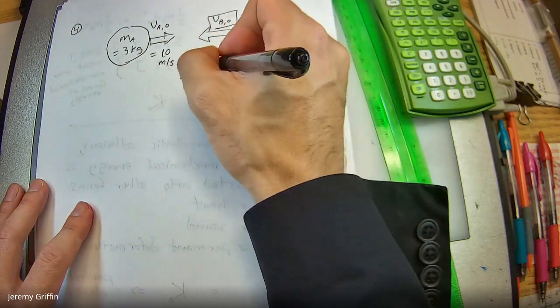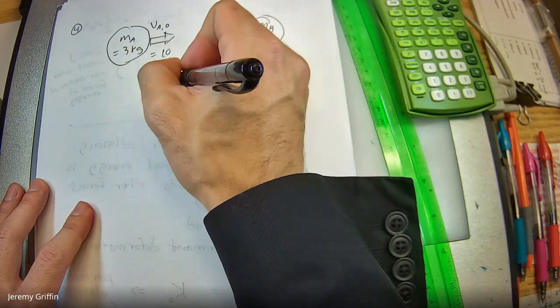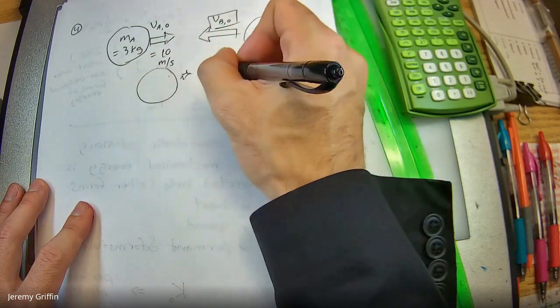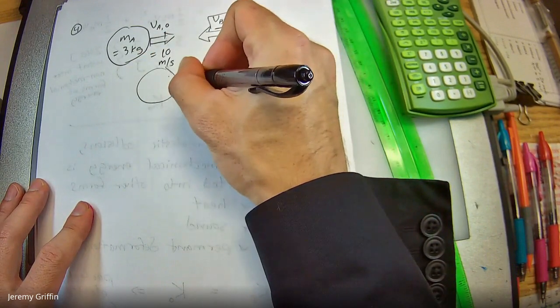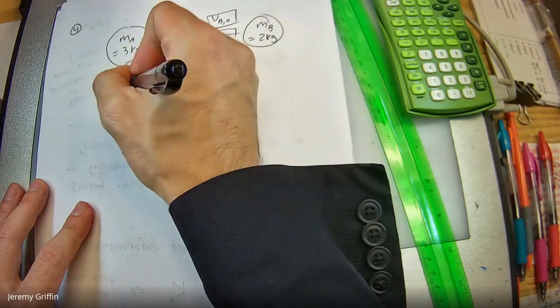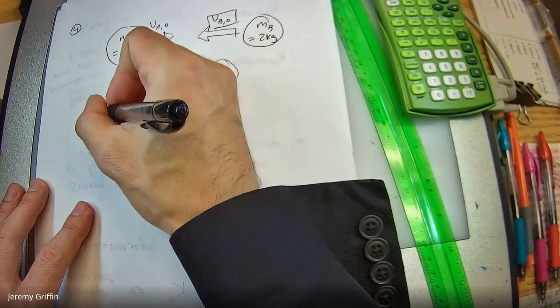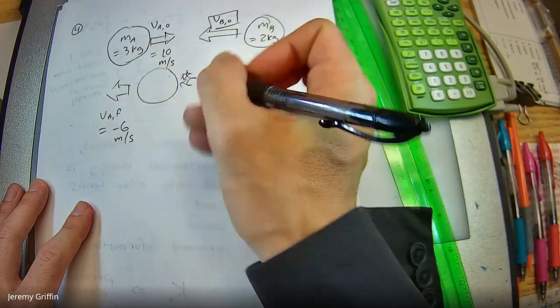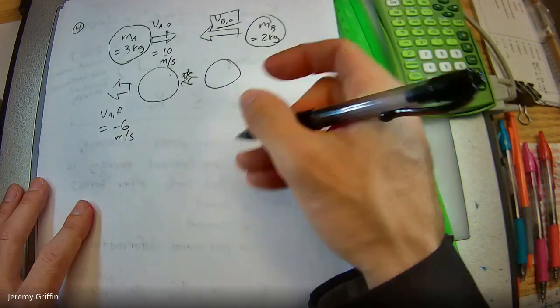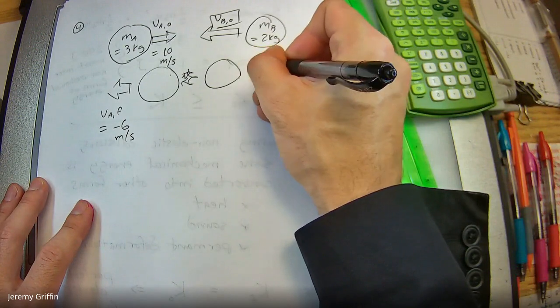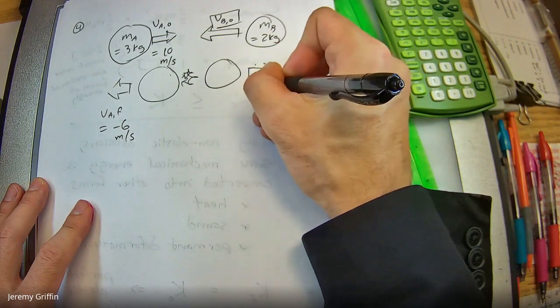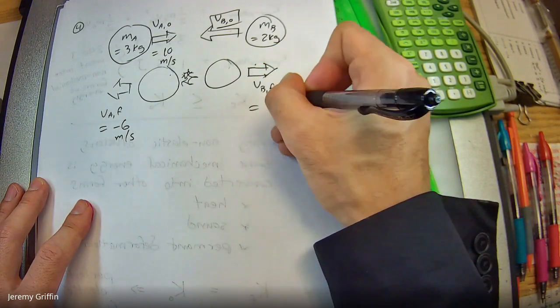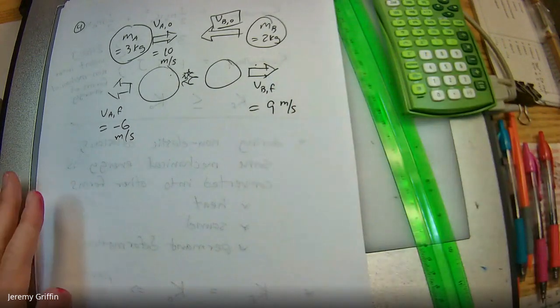But you do know this. After they slam against each other and rebound, VA final is negative 6 meters per second. So now that's going to be a given value. And VB final is 9 meters per second. That's also a given value.